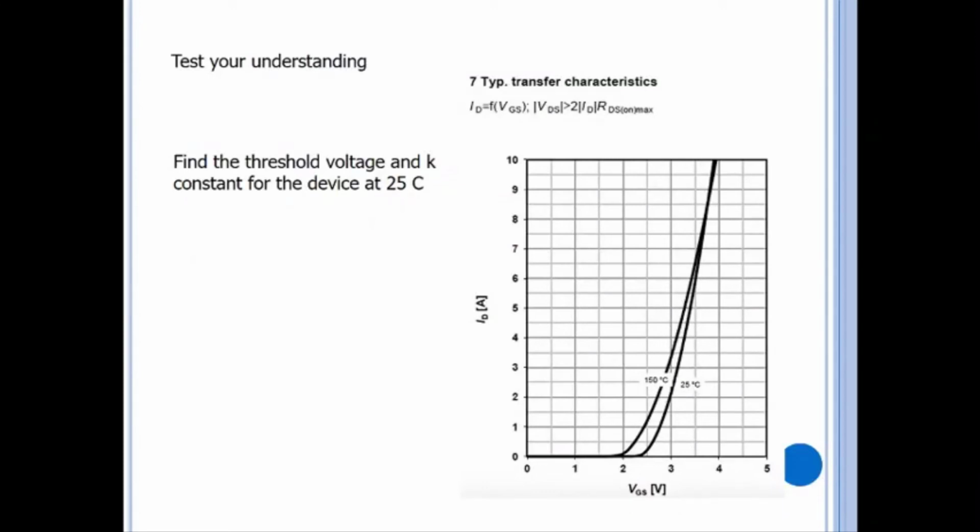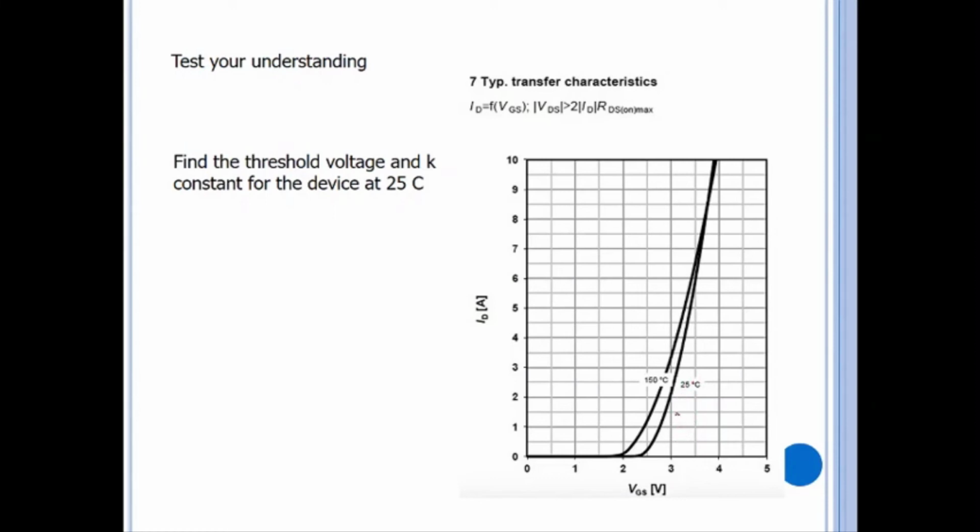Okay, this is another situation. Let's say you are given the transfer characteristic and you need to find the related parameters. This is the transfer characteristic of a transistor. The current is quite large, so I'm not sure about the structure of the transistor, but this is the EMOSFET. We have two curves here. One is the curve at the high temperature, 150 degrees Celsius. One is at room temperature. So let's consider the room temperature transfer curve.